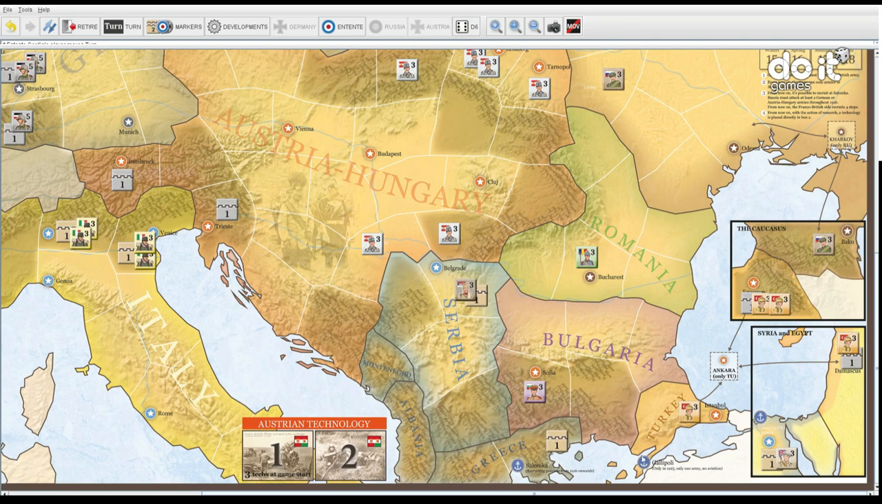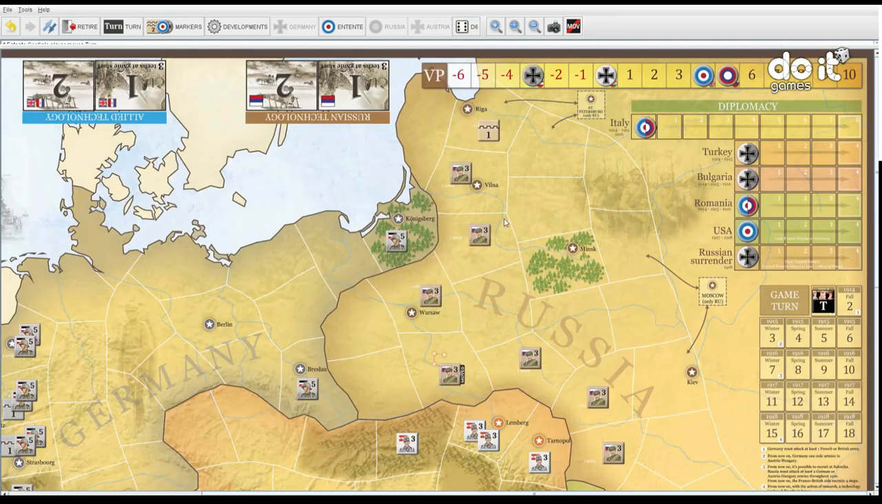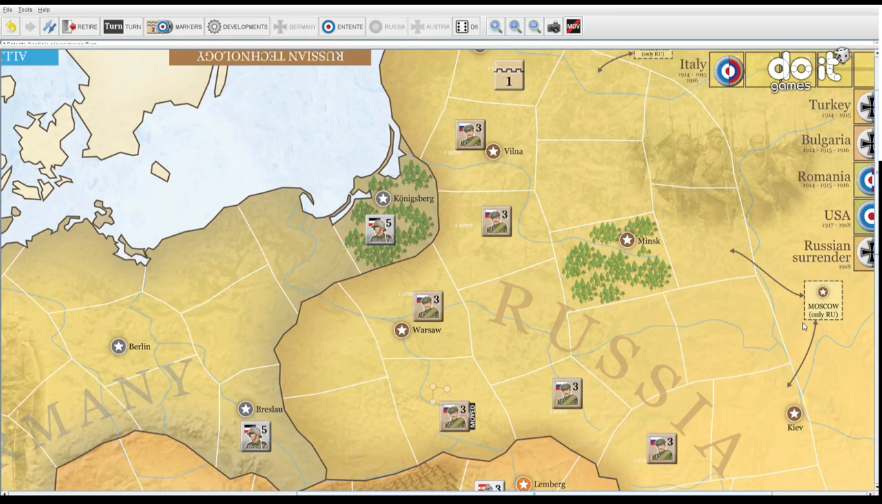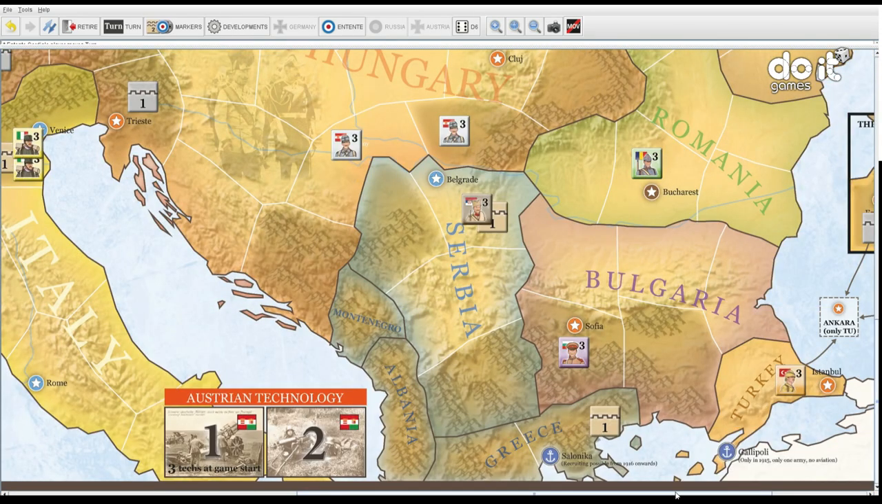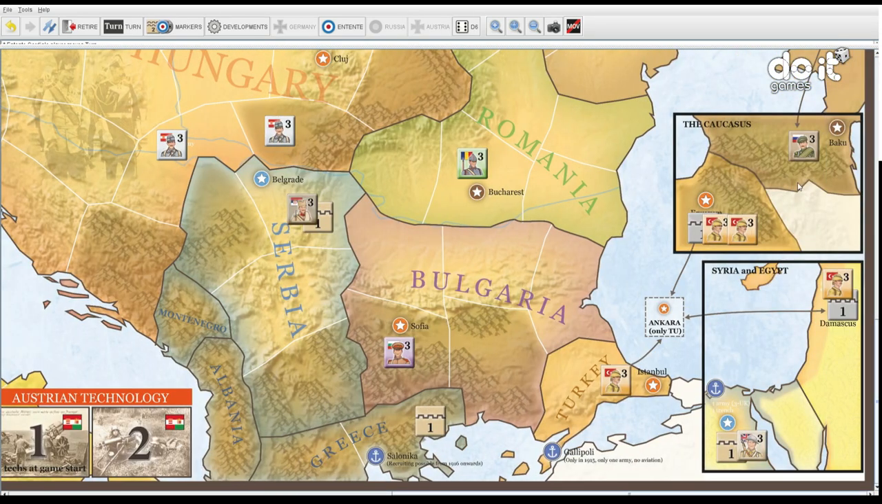You can see also that there are a few spaces that are only allowed for certain countries. For example, we have Moscow here, and only Russian units can go from Moscow to Kiev or to this area. Also we have some small areas. I call these mini games. That is the Caucasus and Syria and Egypt.